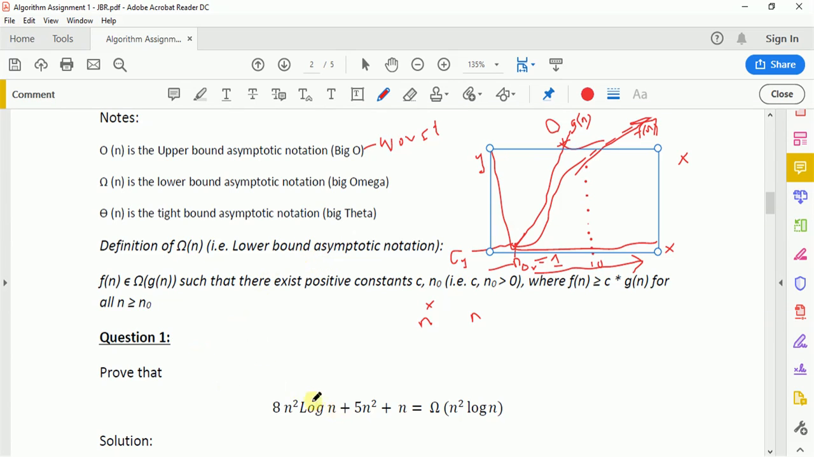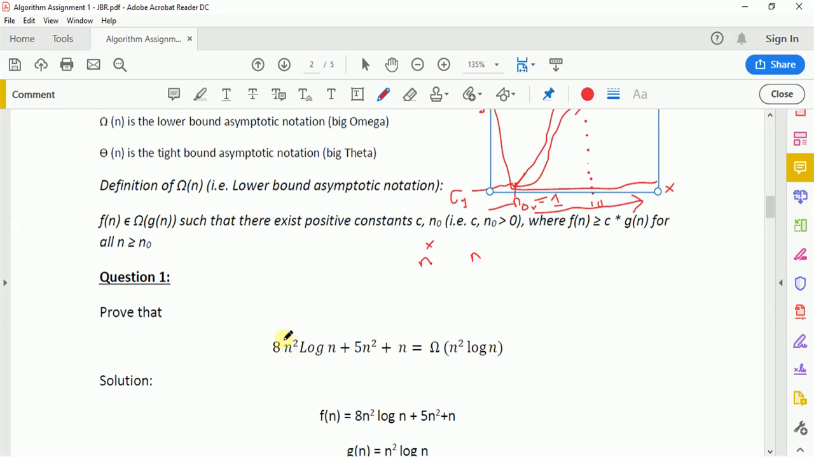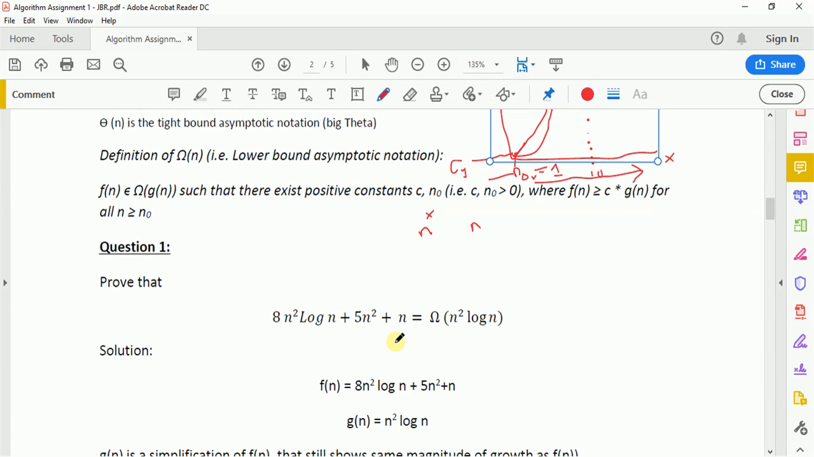Okay, task 1. Let's prove that 8n squared log n plus 5n squared plus n is of the order big theta n squared log n. So how do we prove this?